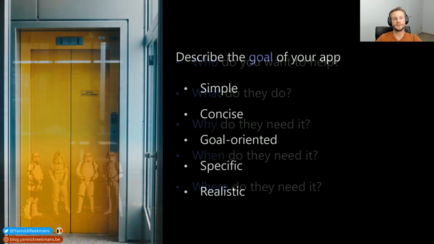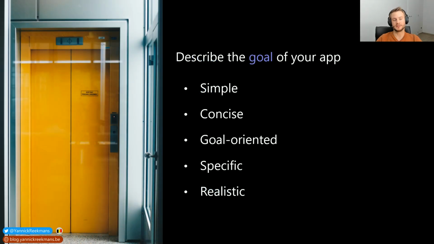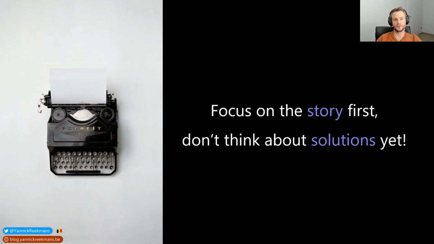And once you know that, start by describing the goal of your application. Keep it simple and concise, goal-oriented, specific and realistic. Make sure that you focus on the story first and don't think about solutions yet. So you just start with writing down everything that your application will do, what will be your short-term and long-term goal with that application, and who will you create it for. What do those people do, and what will you be solving or why will you be making their lives easier? And that's the why of your application.